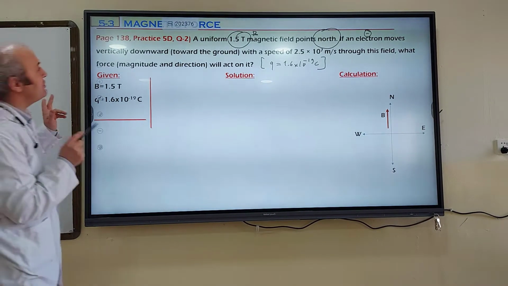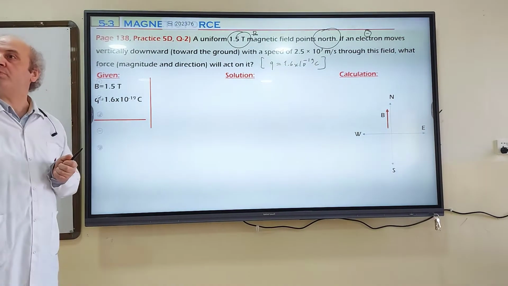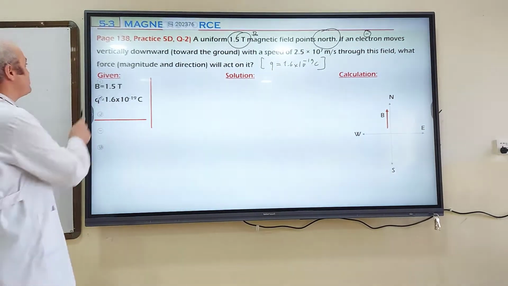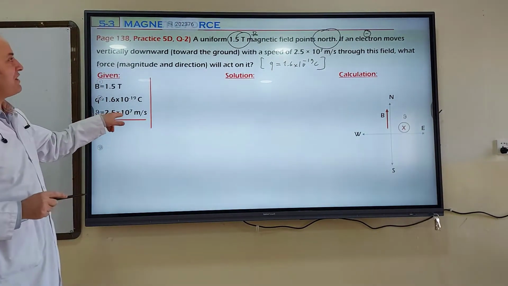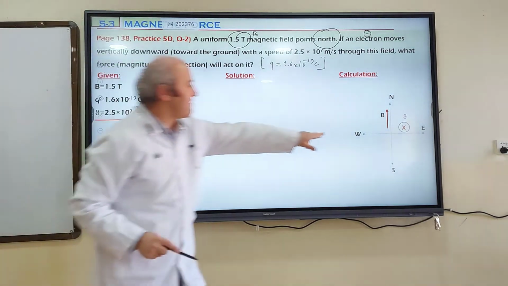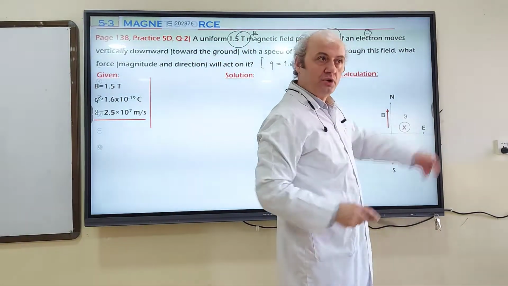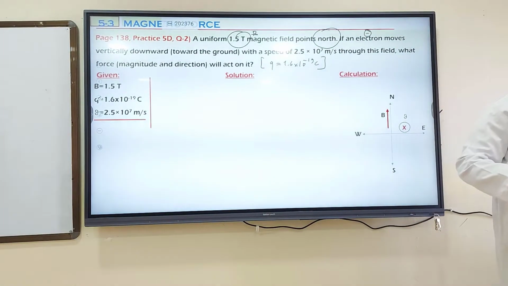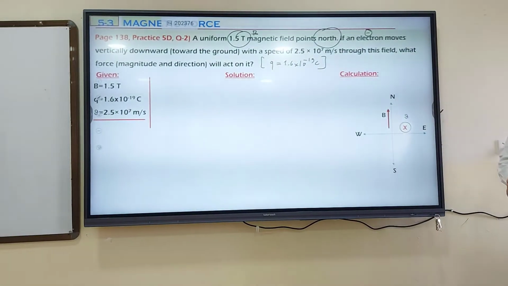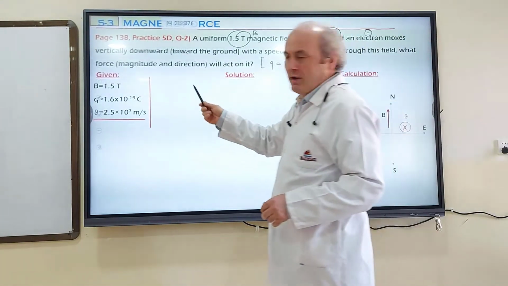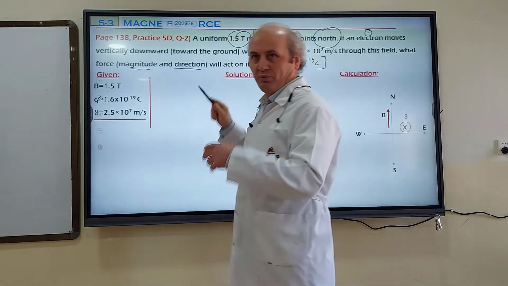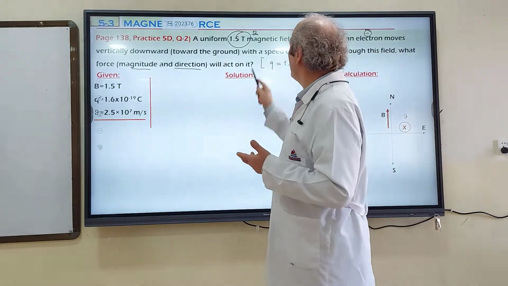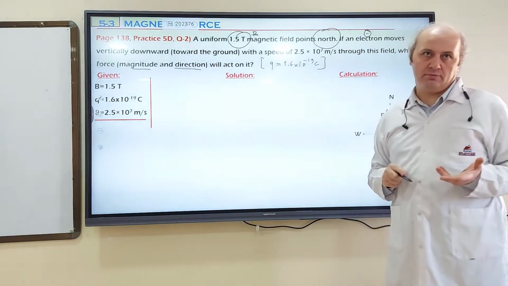And this electron is moving vertical downward. I'm going to represent it by cross. V is going to be cross. 2.5 times 10 to the power 7 meters per second, but V is going to be represented by cross, which shows you downward to the ground on your page. All right. What force, magnitude and direction, we will find both of them, will act on the proton?